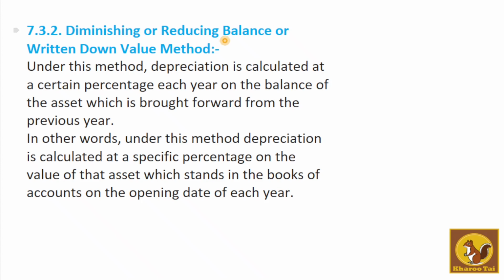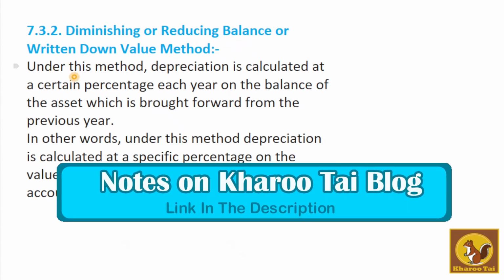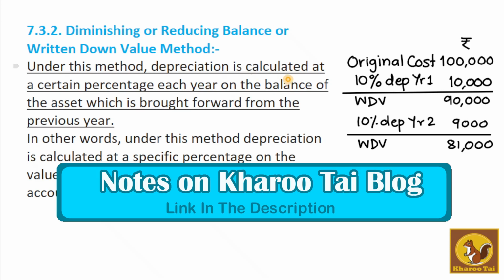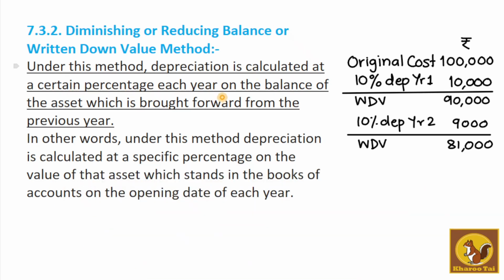Diminishing balance method, or reducing balance method, or written down value method. Under this method, depreciation is calculated at a certain percentage each year on the balance of the asset which is brought forward from the previous year. In this method, the first year is the same. We calculate depreciation on original cost, 10% on 1,00,000. Then the written down value will be 90,000. This is the closing balance of last year, and for the second year, this is the opening balance. So in the second year, if you want to calculate depreciation, we'll calculate 10% on 90,000. So 90,000 into 10% is 9,000.